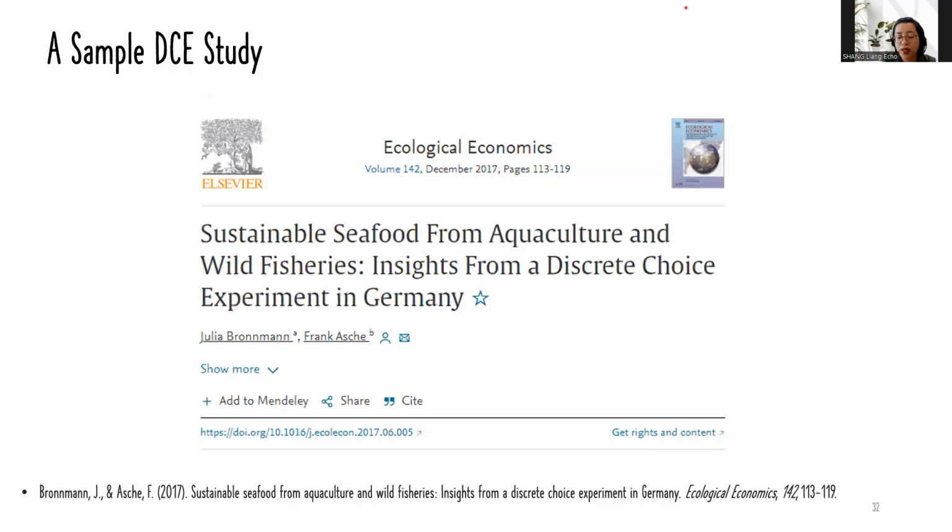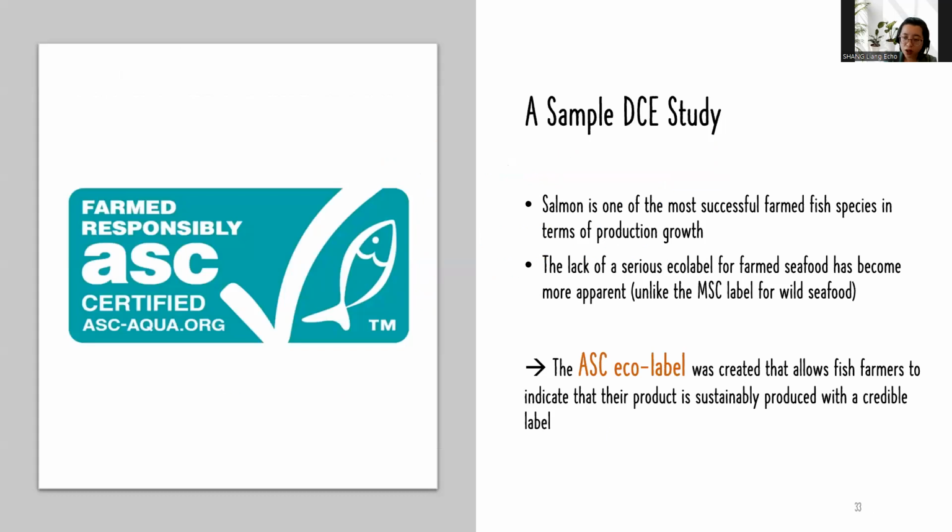Here I'm using a paper published in the journal Ecological Economics. This DCE study focuses on investigating individuals' preferences for sustainable seafood. So here is some context. Salmon is one of the most successful farmed fish species in terms of production growth. So most of the salmon products that we now consume are actually farmed rather than wild products.